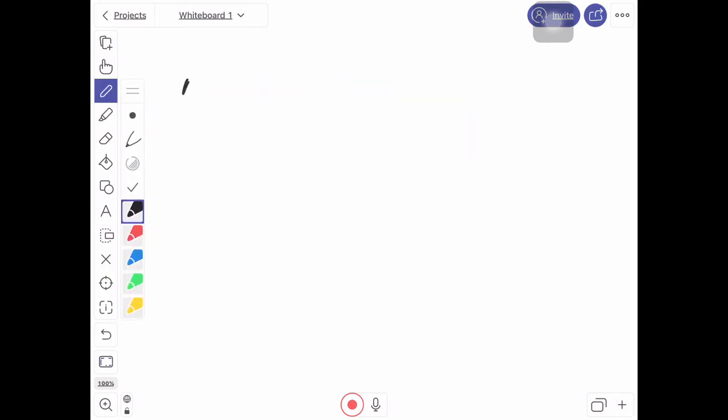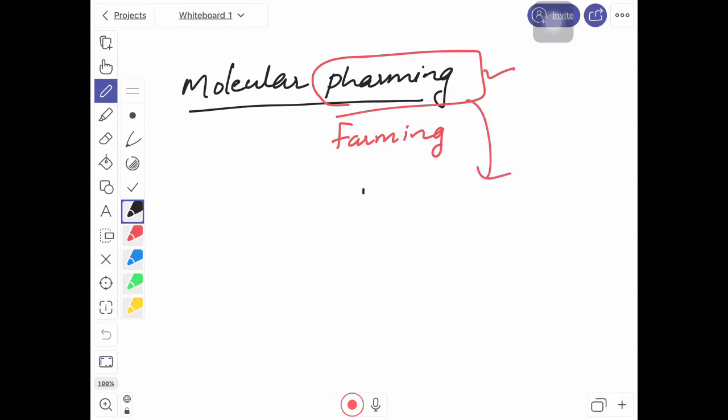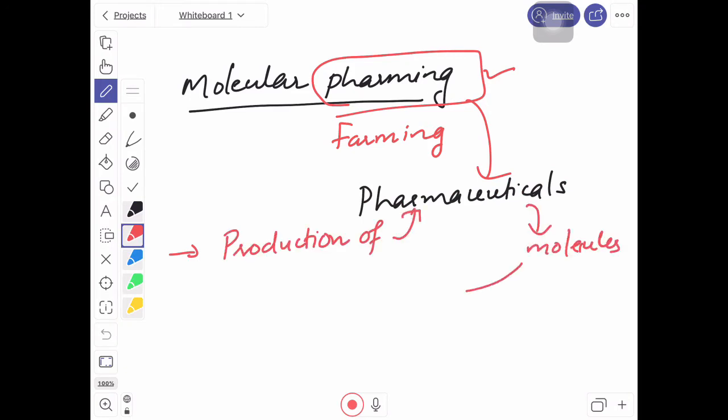Next, molecular farming. In your syllabus there are two types of molecular farming. One is molecular PHA farming, and the other is given in another chapter. So here in this chapter we are dealing with molecular farming, pharmaceuticals. Molecular farming is production of pharmaceutically important molecules using animals as bioreactors. That means we are producing a pharmaceutically important molecule in an animal, and that animal is used as a reactor.